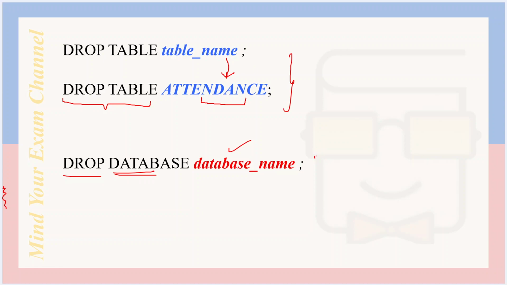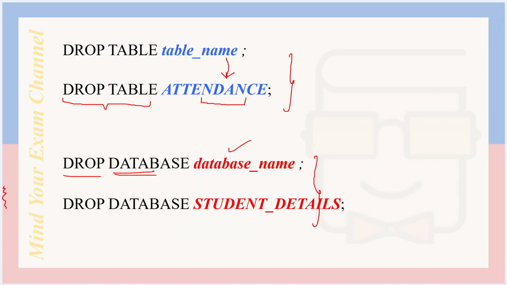So say for example, if you have the student details database and you want to completely remove it, how will you write the command? You write drop database followed by the name of the database that you want to remove. So I hope this simple concept is clear to you.